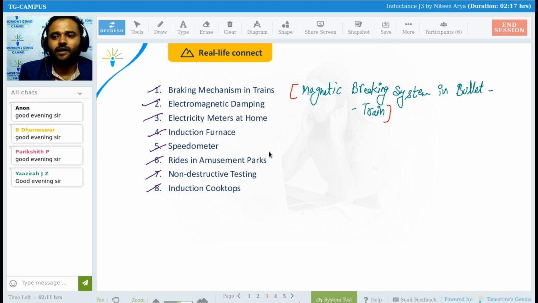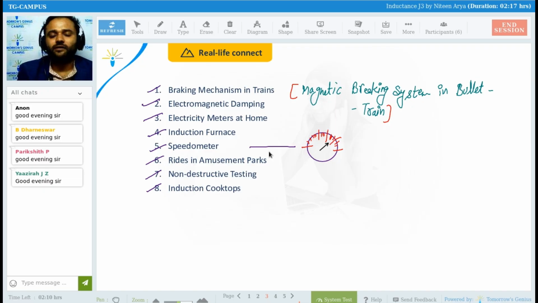Induction furnace is a furnace which uses the heating effect of current, where the current is AC, alternating current, or induced current. Speedometer, everyone knows, is an example that gives you the speed of an automobile. This is what a speedometer looks like, with a range from 0, then 25, 50, 75, 100, then 150 also. In this way, the speedometer works.